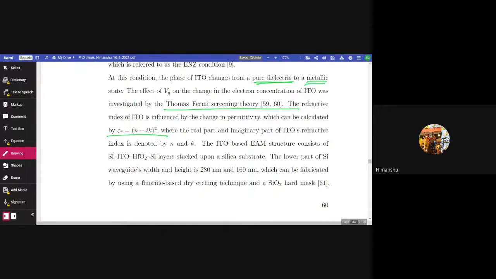The ITO based EAM structure consists of Si, ITO, HfO2, Si layers stacked upon a silica substrate. The lower part of the Si waveguide, width and height of 280 nanometer and 160 nanometer, can be fabricated by using a fluorine-based dry etching technique and a SiO2 hard mask. Reference number 61.